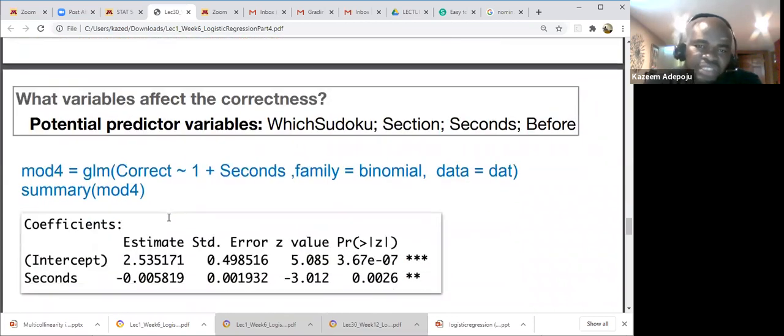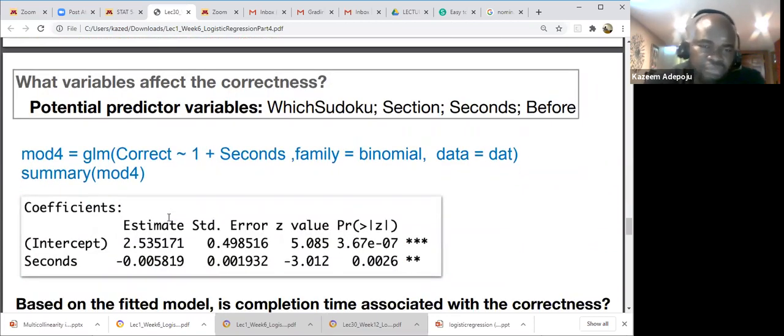Okay, so another thing I want to measure right now: can I actually measure the effect of completion time on the correctness? That's exactly what I want to do right here. The completion time, the time it takes for you to be done with your formulation, how does that time affect correctness?